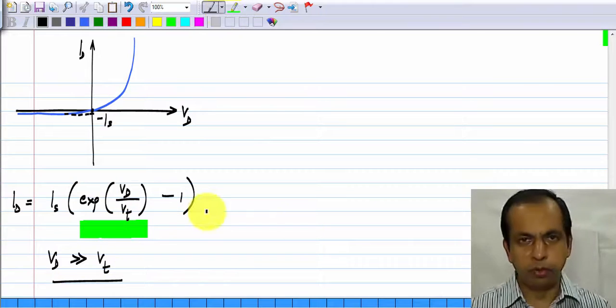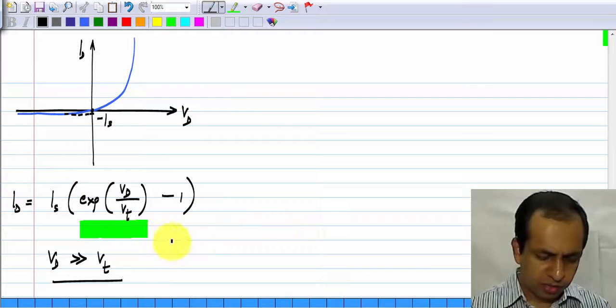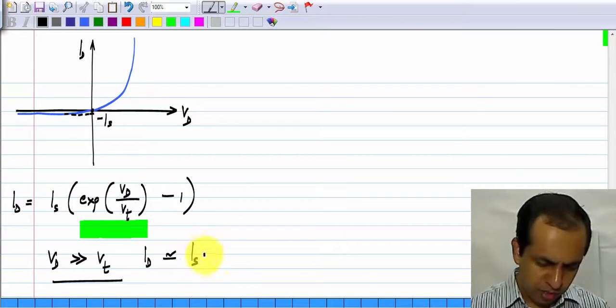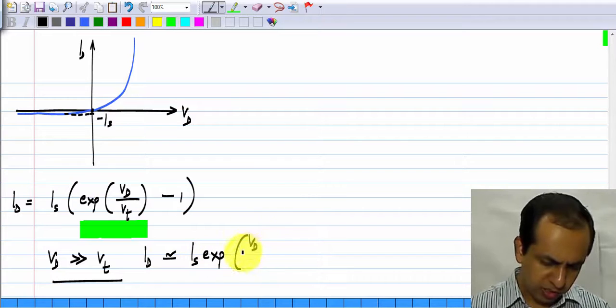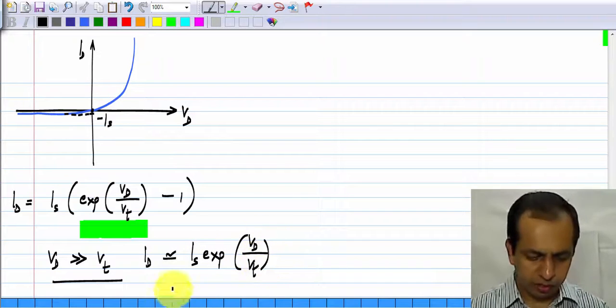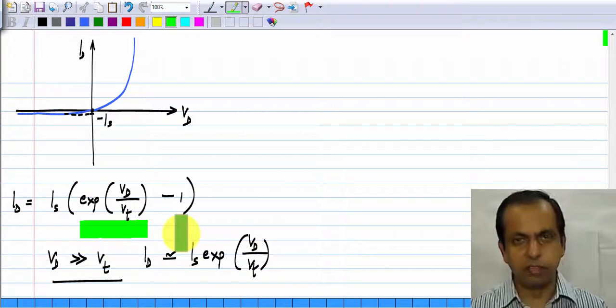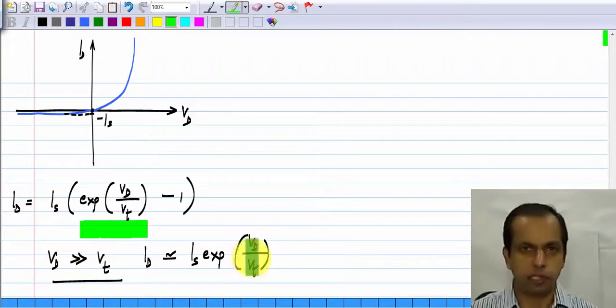So, a couple of 100 millivolts is all we need, and in this case the diode current can be approximated to be Is exponential Vd by Vt. Of course, it must be remembered that this holds only when Vd is much more than the thermal voltage.